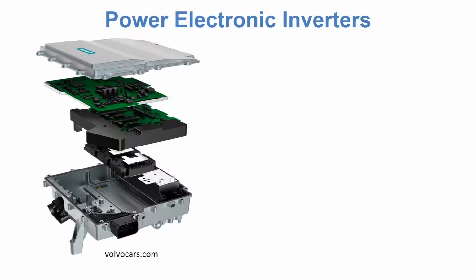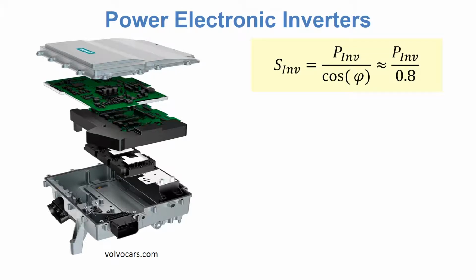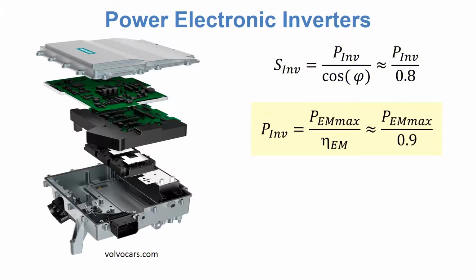The size of an inverter is measured as its nominal apparent power, S inverter. Apparent power is the product of voltage and current. For alternating currents, the apparent power is the active power, P inverter, divided by the power factor, cosine phi. For a typical EV motor at high power, the power factor is about 0.8. The active power drawn from the inverter is the electric machine's mechanical power divided by the machine efficiency. The efficiency at peak power is in the order of 90%.